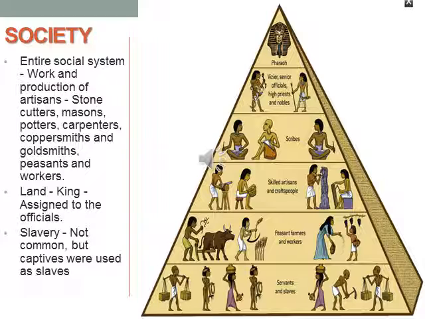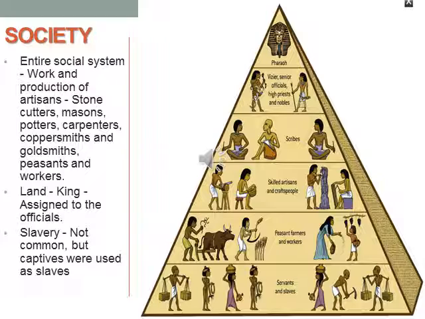Then potters, those who deal with pots, that is, clay objects. Then carpenters, those who deal with wooden objects. Then coppersmiths, those who made things out of copper. Then goldsmiths, those who made things or ornaments out of gold. Then peasants and workers. So the entire social system consists of workers like the stone cutters, masons, potters, carpenters, coppersmiths, goldsmiths, peasants and workers.